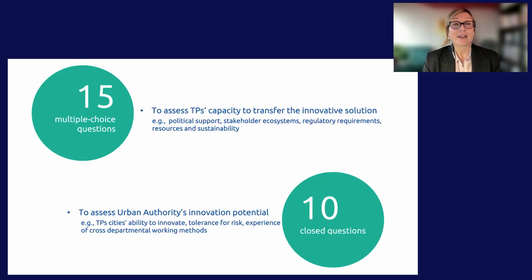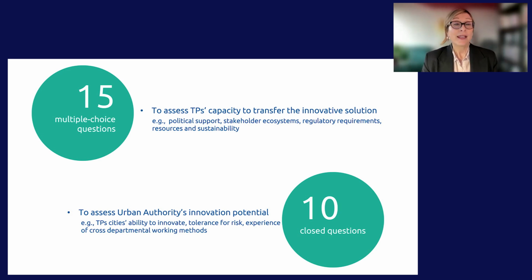The survey is articulated into 2 parts. Part 1 is designed to evaluate transfer partners' capacity to implement the innovative solution in their city. This section consists of 15 multiple-choice questions covering essential factors such as the transfer vision and the local challenges, political support, stakeholder ecosystems, and the like.